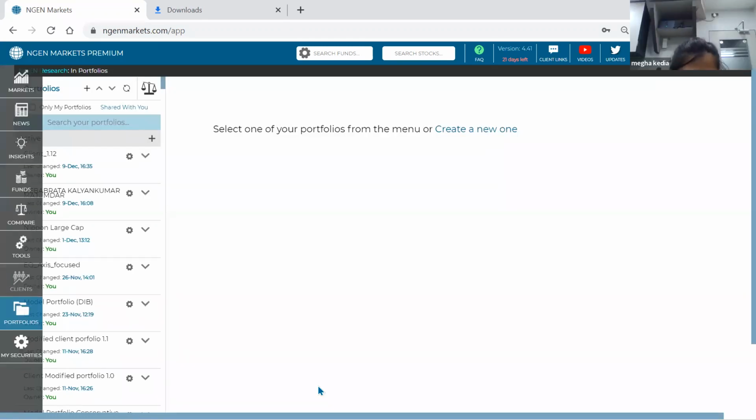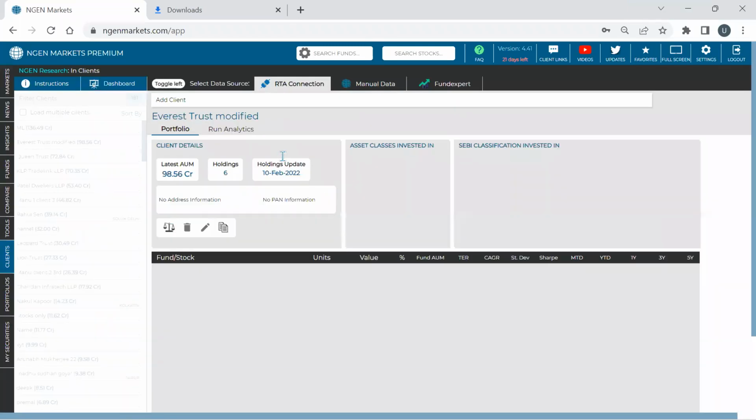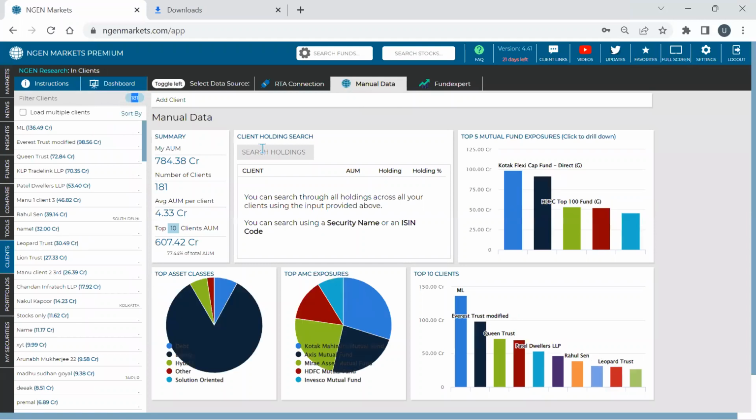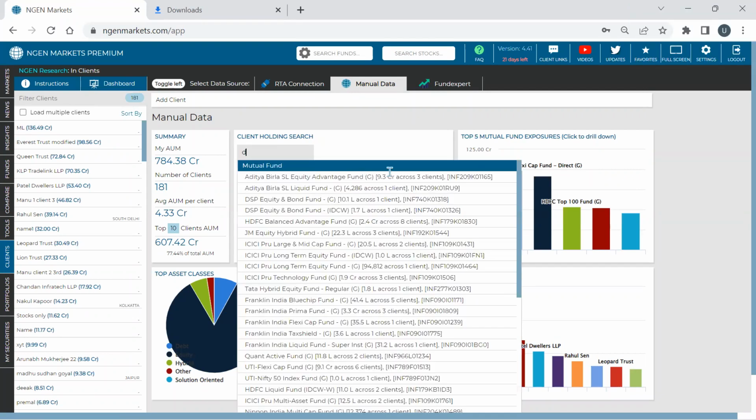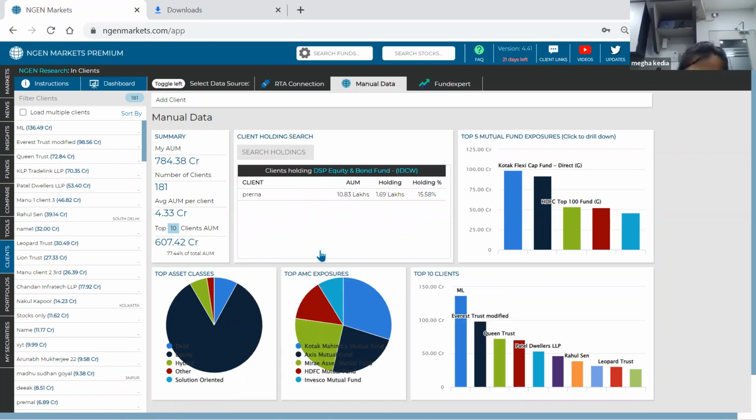So even if you want to manage your data yourself, you can go to the manual data section. Here, for example, in Umair's login, there are 181 clients he's got. He can even search through the holdings here. Umair, let's just search for any fund here, and then he can check how many clients are holding it. Suppose Everest Trust modified, just load that client.